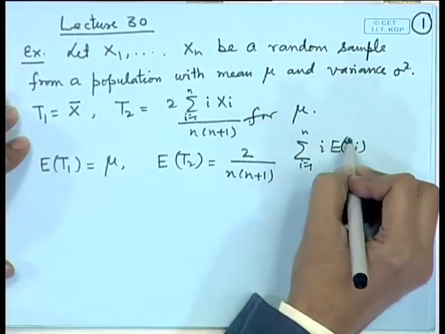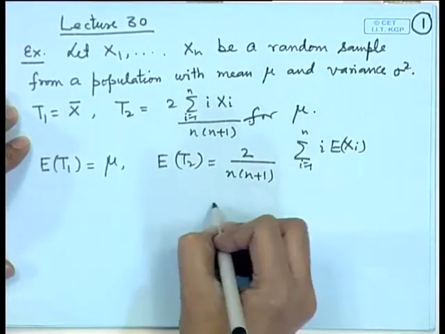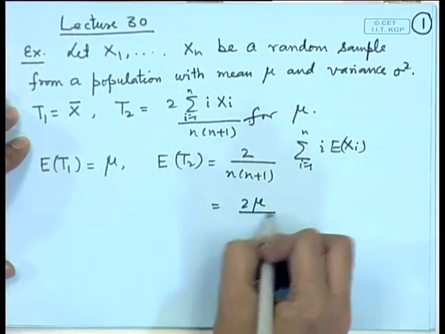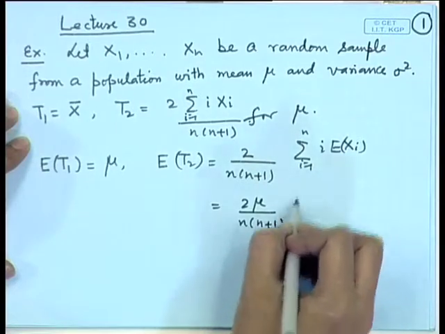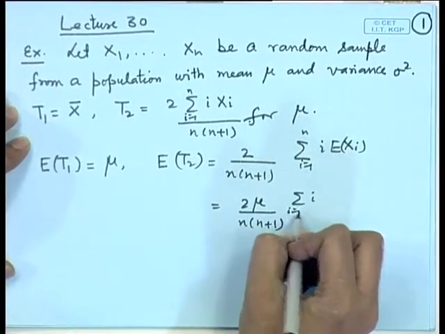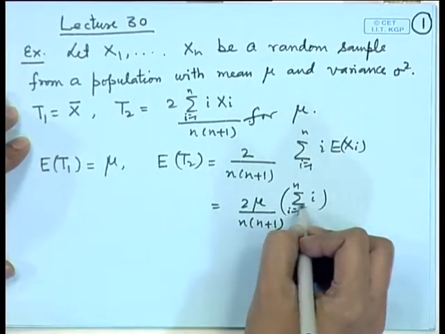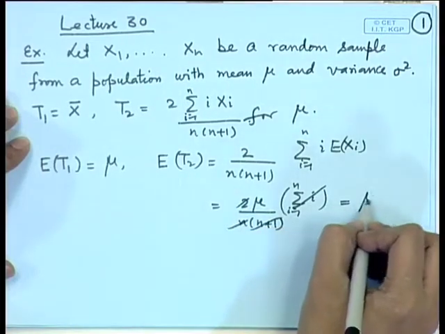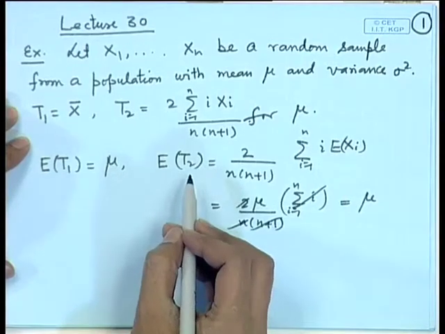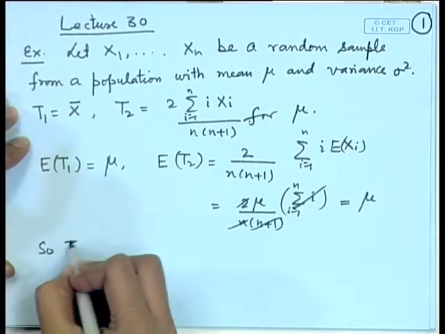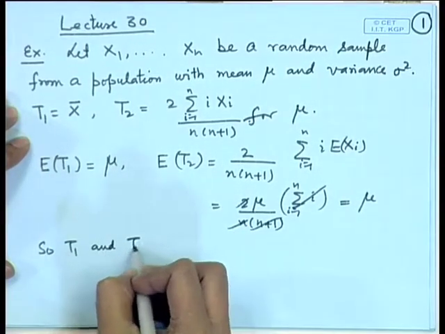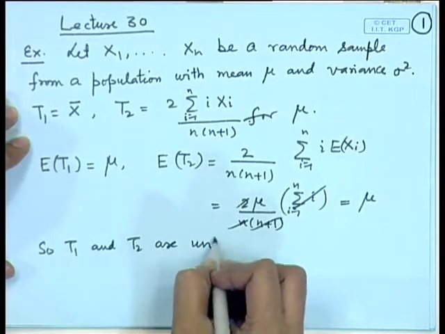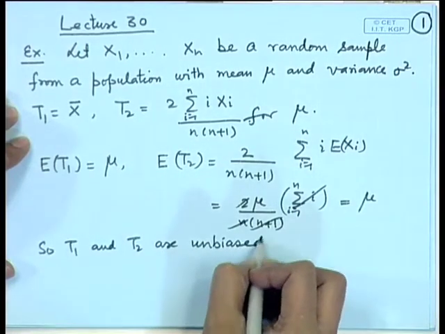Now, expectation of x_i is mu. So, this reduces to 2 mu by n into n plus 1, sigma of i equal to 1 to n of i. Now, this is nothing but n into n plus 1 by 2. So, this cancels out with this and you get that both T1 and T2 are unbiased estimators. So, T1 and T2 both of them are unbiased.